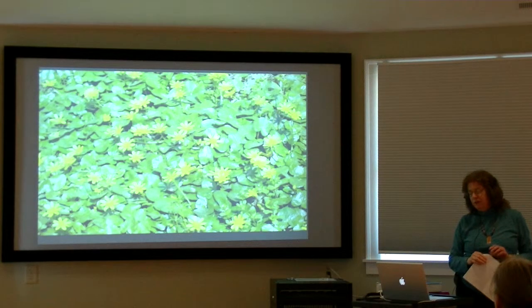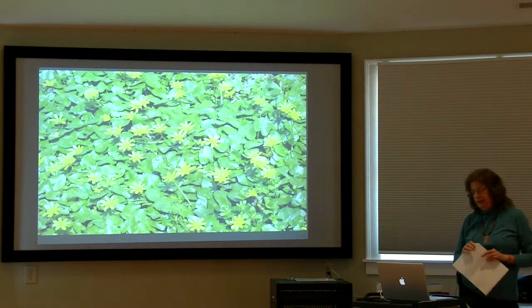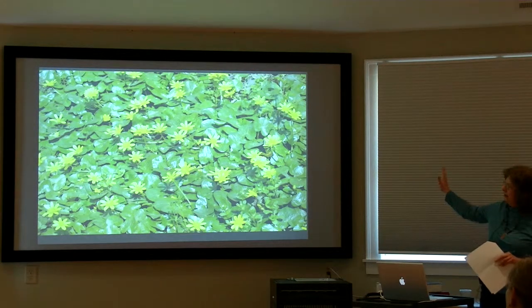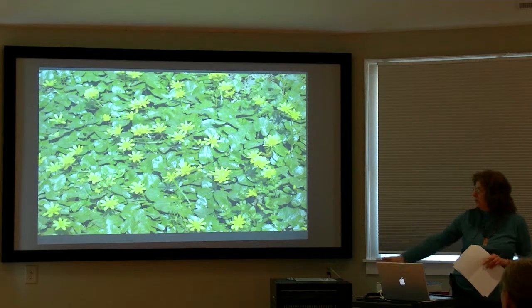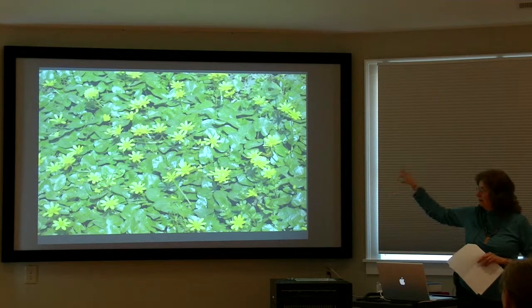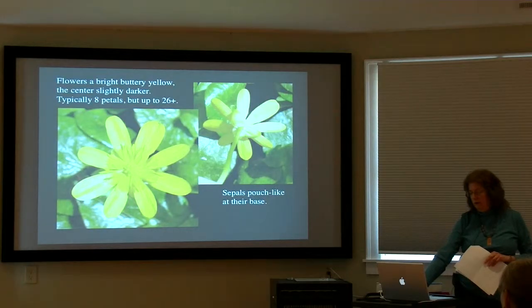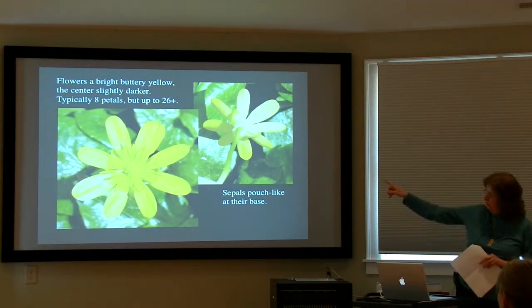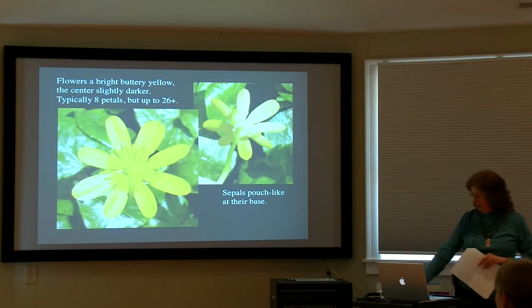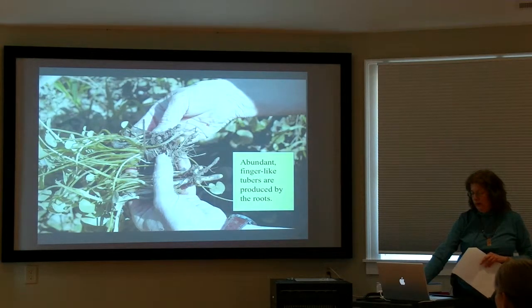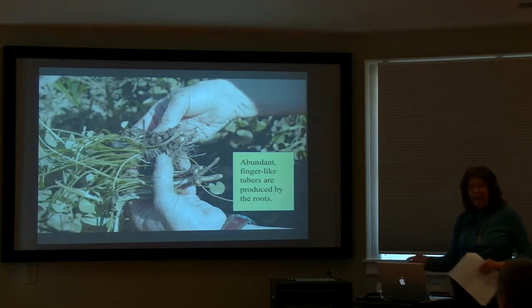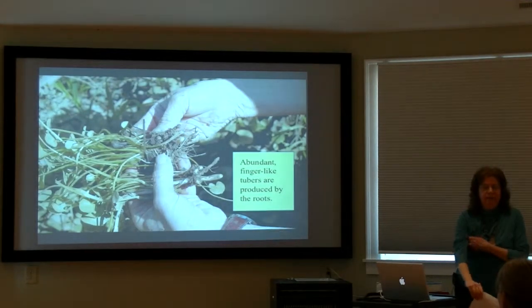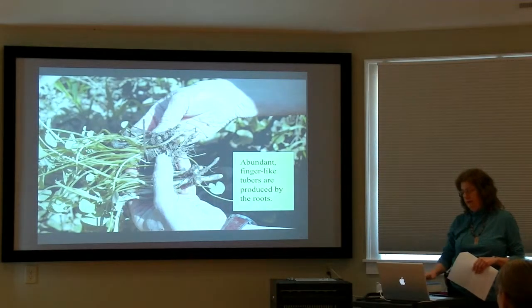So it comes up very early. Once it's established, it has a solid carpet that no native can penetrate. That carpet, when it's in bloom, looks like a green carpet with yellow polka dots. The flowers have kind of a darker center, generally 8 petals, but that can vary. The roots have finger-like tubers. And that's probably one of the most definitive ways to tell it.